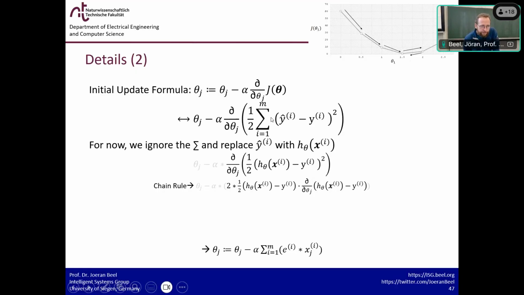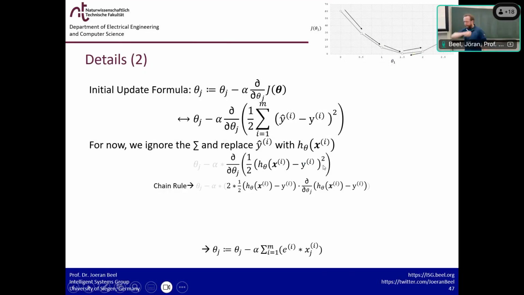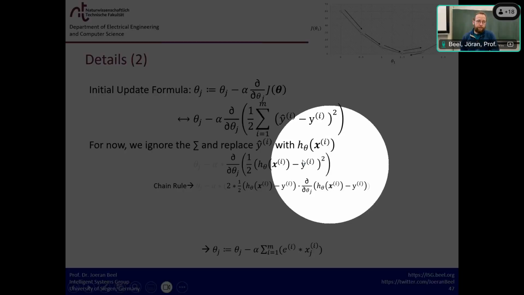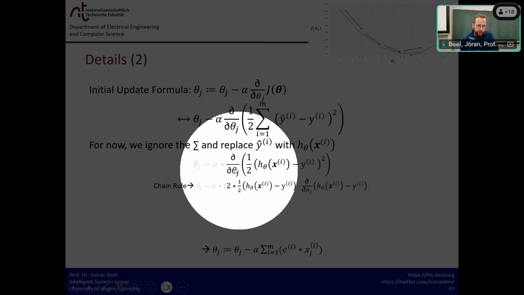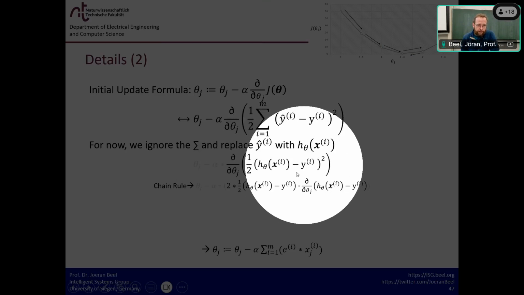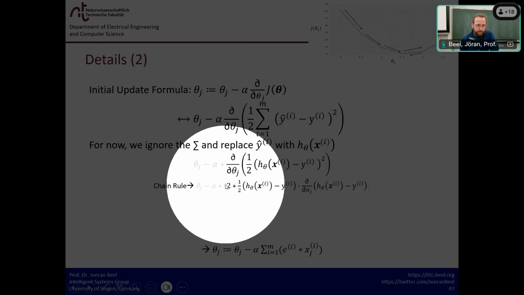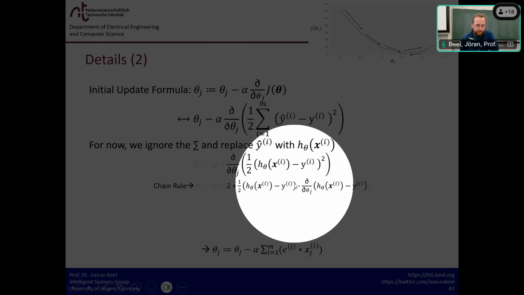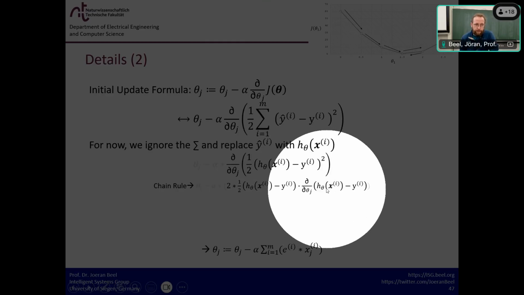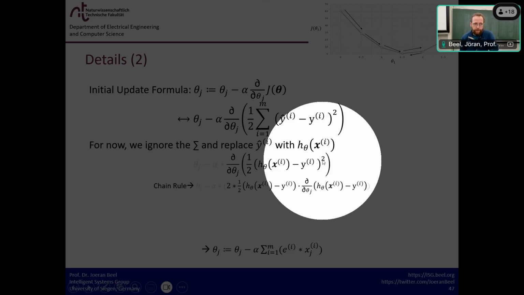Now we have this little problem here with the square. So we apply the chain rule to this inner term, which brings this term here to the outside, like the 2 gets here, and then the inside term is here, and the outside part remains like this, but we lose the square.